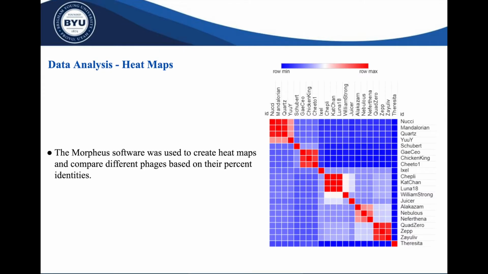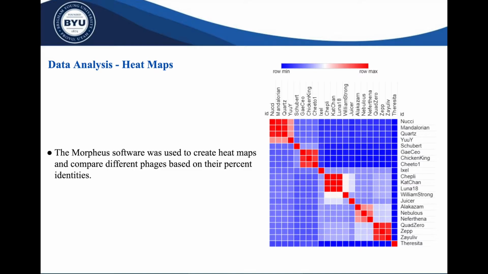We used Morpheus to create heat maps that show how phages are clustered together. Darker shades of red represent a higher degree of similarity between genomes, and darker shades of blue represent a higher difference between them. This heat map shows each subcluster grouped according to their respective phages.